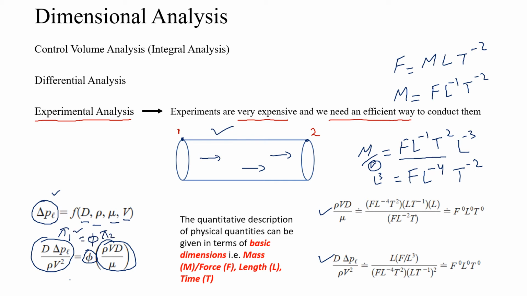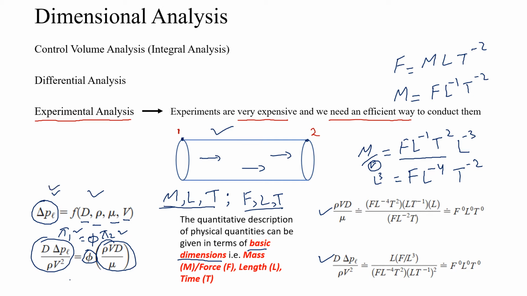So now we have 2 variables and we can work with 2 variables. We have reduced our number of experiments, and we will do that by using the basic knowledge of our basic dimensions. Our basic dimensions can be mass, length, time, and if we can represent force and mass in terms of force, our basic dimensions can be force, length and time.